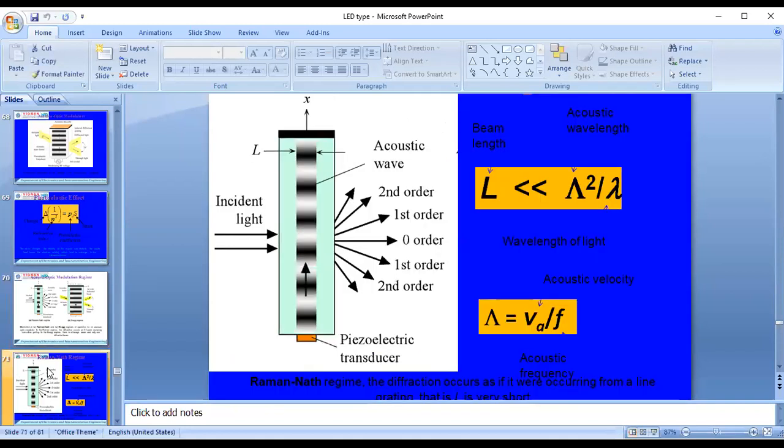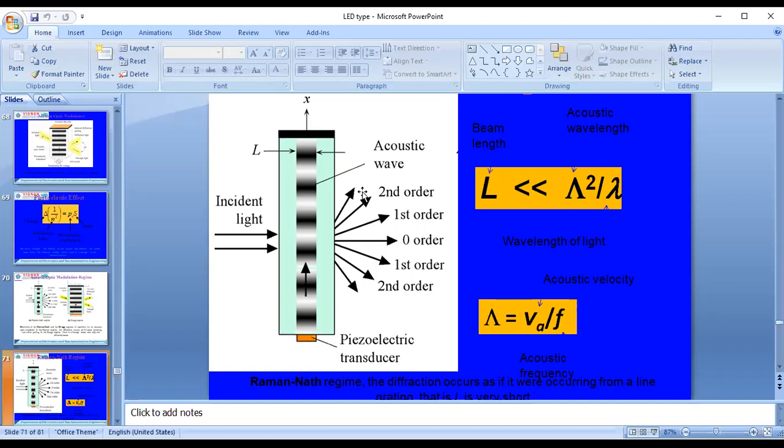Now if you see the Raman-Nath effect, whenever the incident light is applied here on this crystal material, it is split into different diffracted orders by the acoustic waves. And then based on the piezoelectric transducer, we can receive the signal.